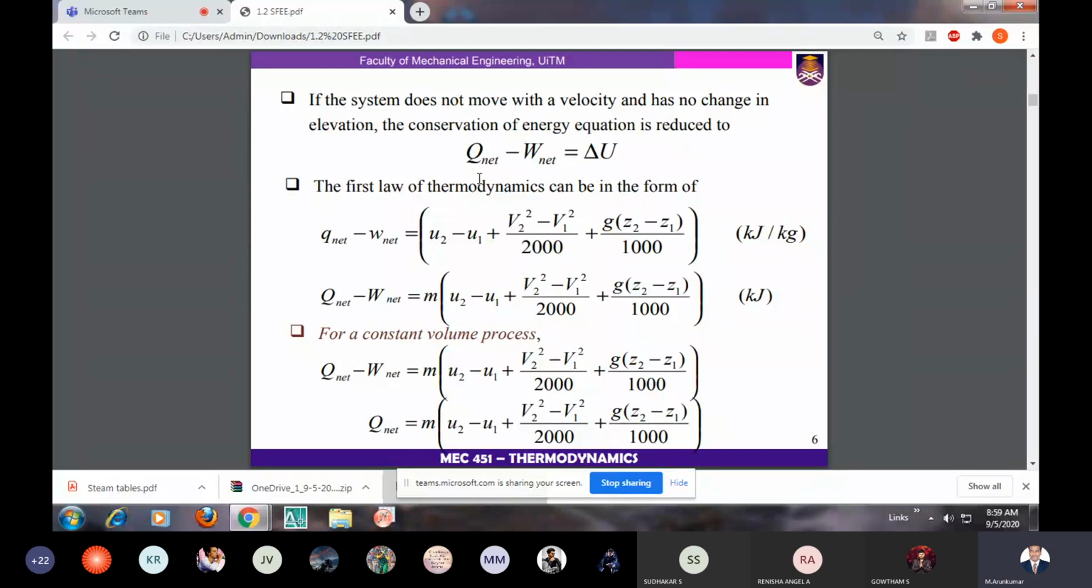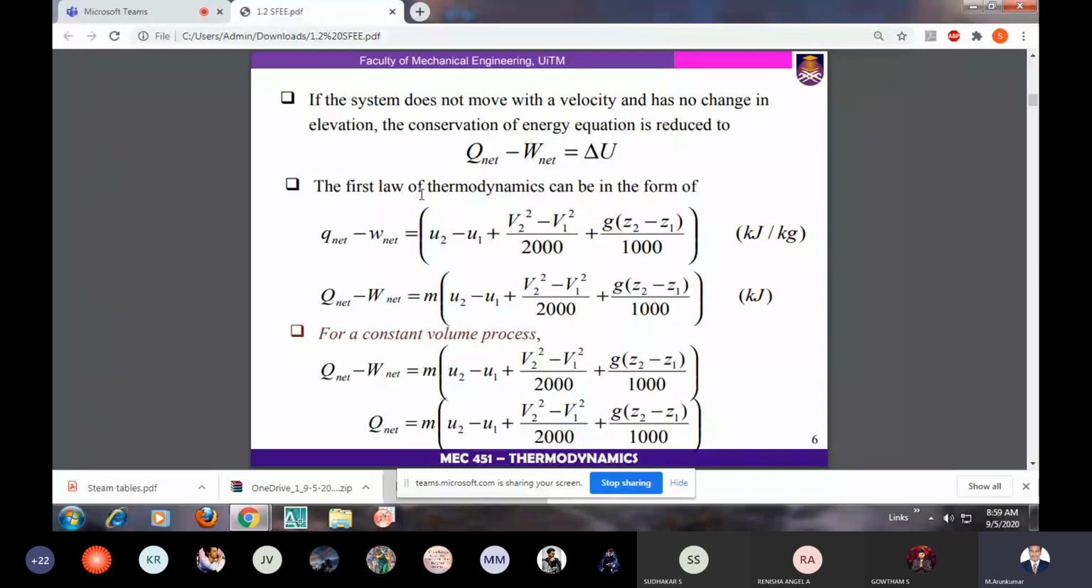So kinetic energy is equal to half mv square in physics. Then potential energy will be mgh, where here h will be z, the elevation. So we can neglect this kinetic energy and potential energy. Then only the internal energy will be available for a thermodynamic system.